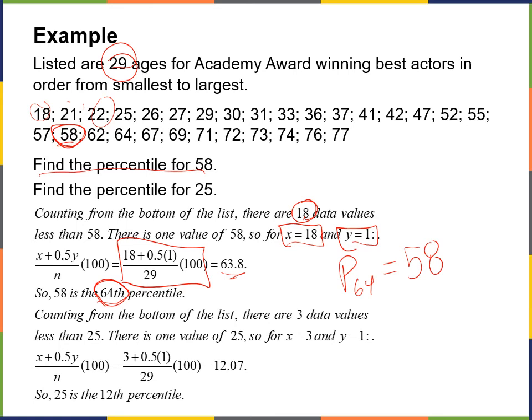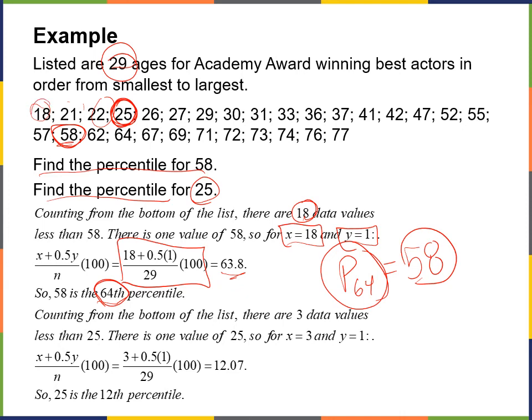Okay? Now let's do this again. How about we find the percentile for age 25? So 25 is right there. What percentile would it be? It should be a fairly low percentile. You see it's in the beginning of the data set. So understanding how percentiles work, you should understand it's a pretty low percentile. Whereas 58 was 64th percentile. Okay? So about 2/3 of the way through the data set is where 58 fell. 25 is really close to the beginning, so we're going to expect a fairly small percentile for 25.